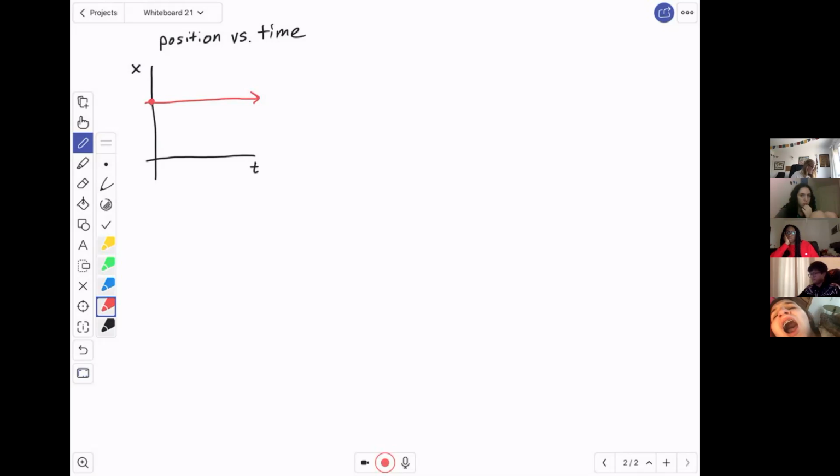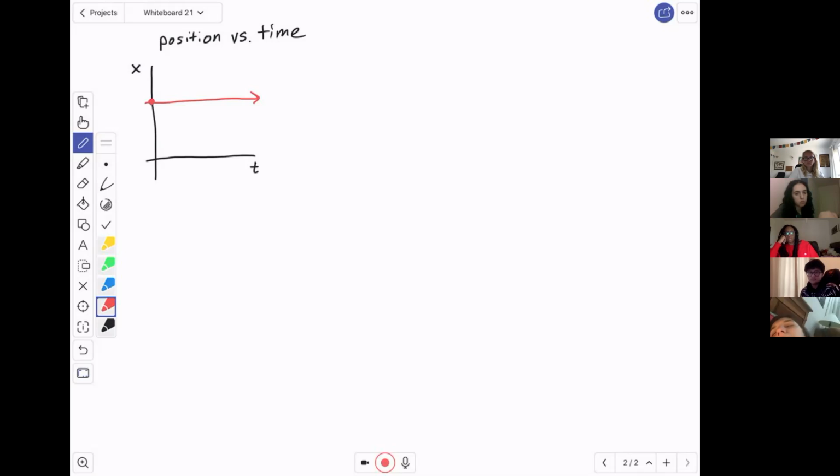All right, Dewa, what you got? I think that the object isn't moving. Okay, why do you say that? Because the position isn't increasing or decreasing, but the time is still moving. Okay, so time is passing, but the position is staying the same, therefore not moving.